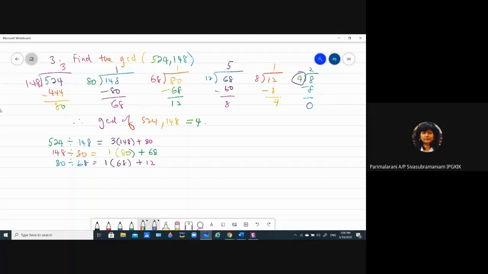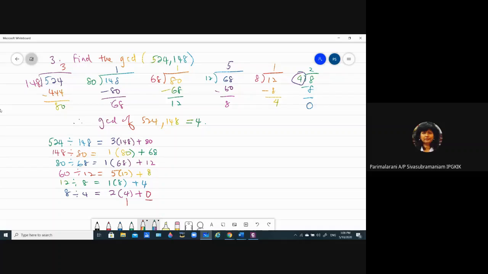This minus this, divided by this. Now this divided by this is the remainder. Okay, so the next one will be 68 divided by 12 is equal to 5 times 12 plus 8. Then we have 12 divided by 8 is equal to 1 times 8 plus 4. Then we have 8 divided by 4 is equal to 2 times 4 plus 0. So we have reached 0, so we can stop.